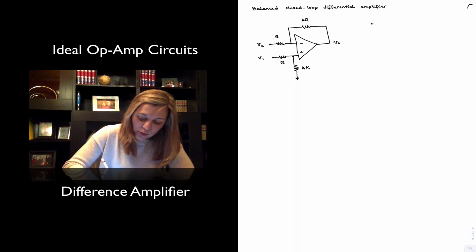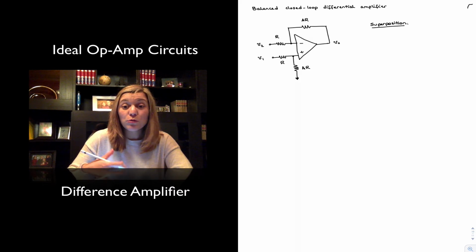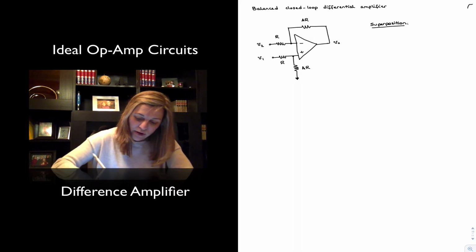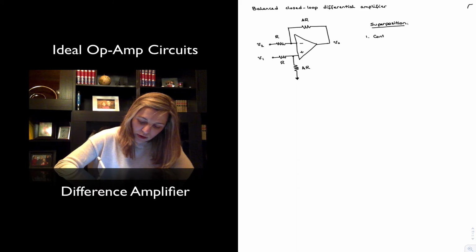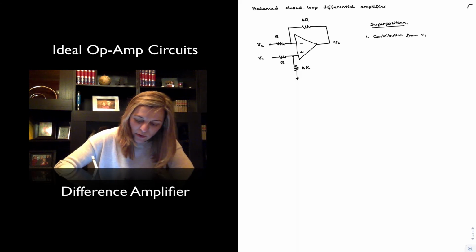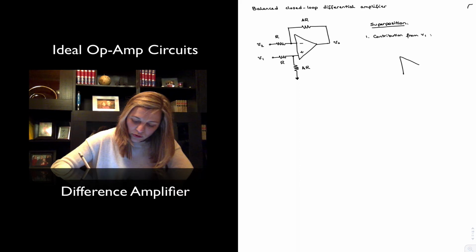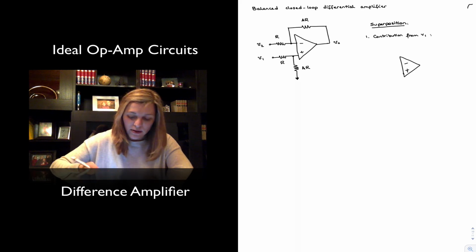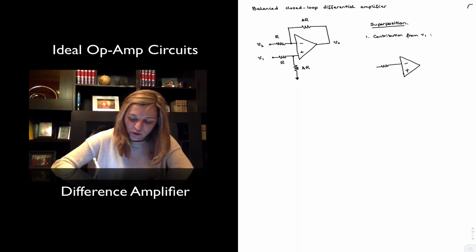So let's go ahead and apply the superposition principle. Again, we're considering the contribution to the output of each input signal, or of each stimulus, independently. And so we turn off all the other signal sources while we're considering a particular input. So let's imagine, for example, that we're considering the contribution of V1. We're going to calculate the contribution to the output from input signal V1. In order to do that, we're going to turn off signal V2. How do we turn off a voltage source? We short it, to make the voltage across its terminals equal to zero.